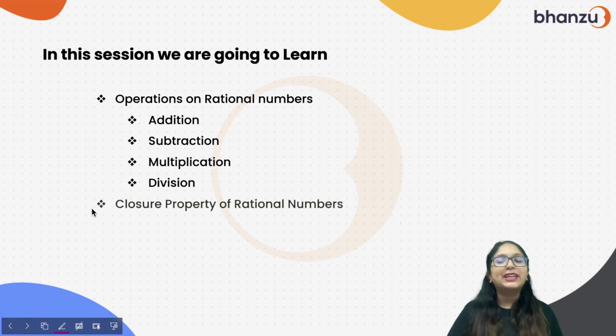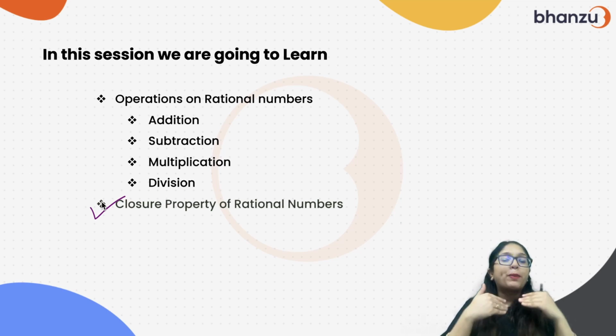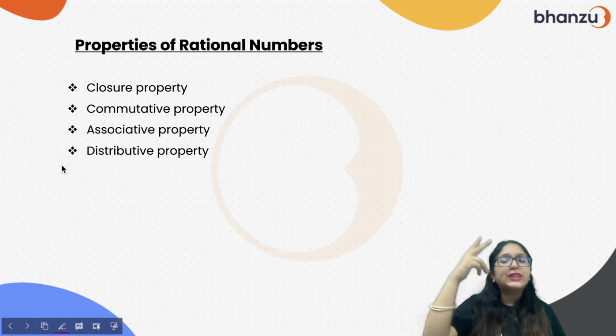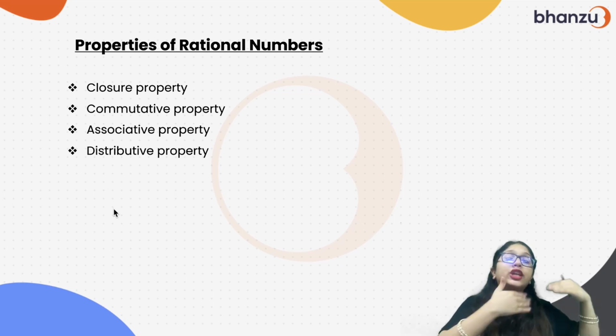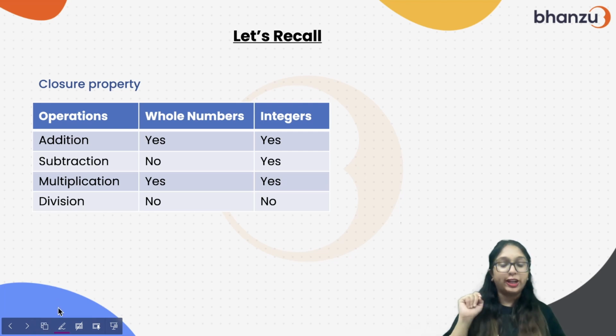And that is nothing but the closure property. So now do you remember what the closure property is? Closure property means if you perform an operation on certain elements of a set, then the result of the operation will belong to that set only. Okay, so now let's see. We have these many properties: closure property, commutative property, associative property, distributive property, that we will be learning in the next classes. But first of all, we are going to talk about only the closure property.